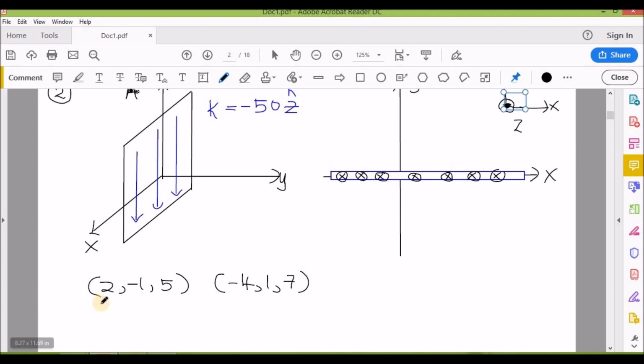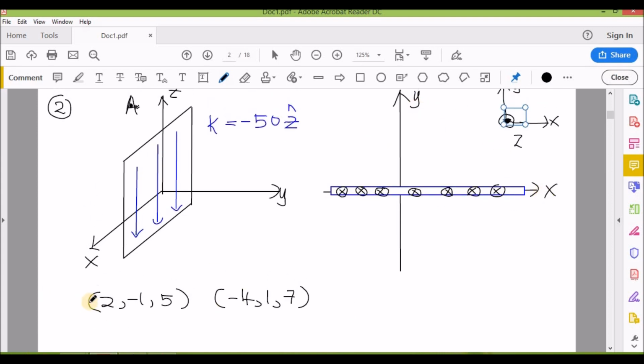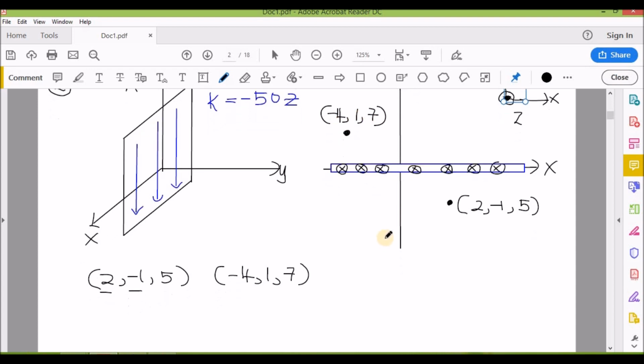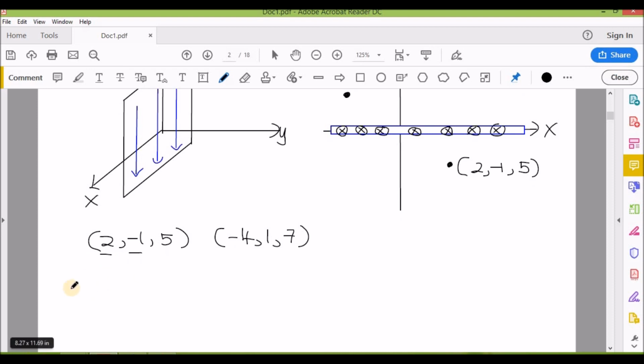Let's look at this point. This is y and x, so we are looking at the x and y only. The x will be 2, y will be negative 1, so it is somewhere here, for the first point, 2, negative 1, and 5. Another one is negative 4, 1. Negative 4 is here, 1 is here, again 1 up and another down. That is negative 4, 1, and 7. So let's look at the magnetic field of the first point.